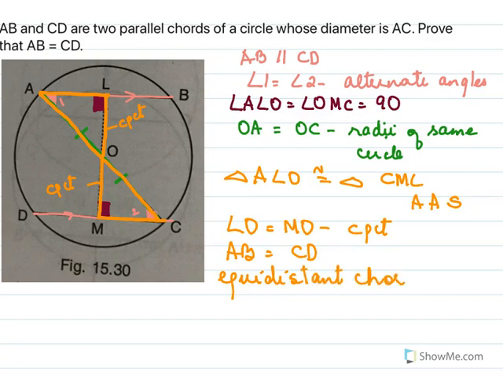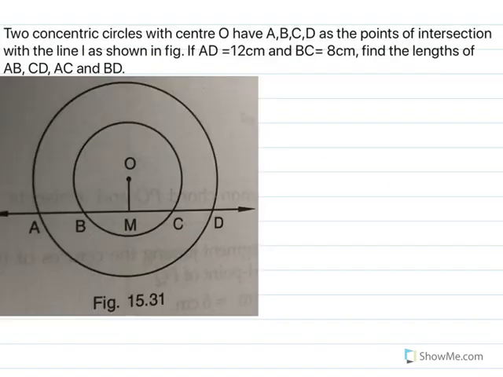Equidistant chords are equal. Remember, this is the distance of the chord CD, and here is the distance of chord AB. If distances are equal, chords are equal.